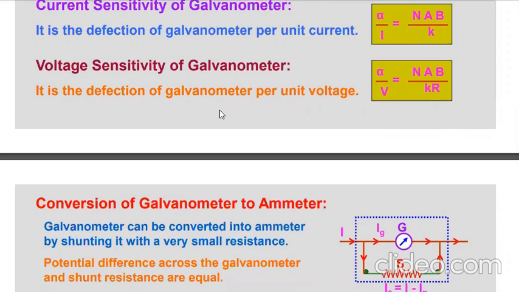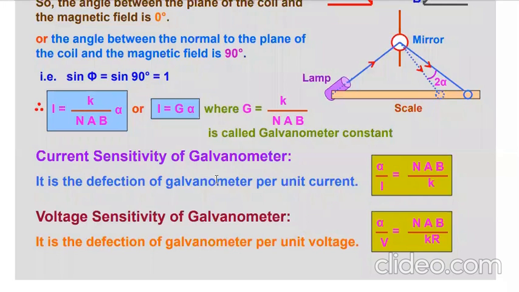So far we have seen that a galvanometer has current sensitivity and voltage sensitivity. That galvanometer shows sensitivity towards voltage and towards current. Therefore, a galvanometer can be converted into a voltmeter or ammeter. So try to understand how to convert it into a voltmeter and ammeter.